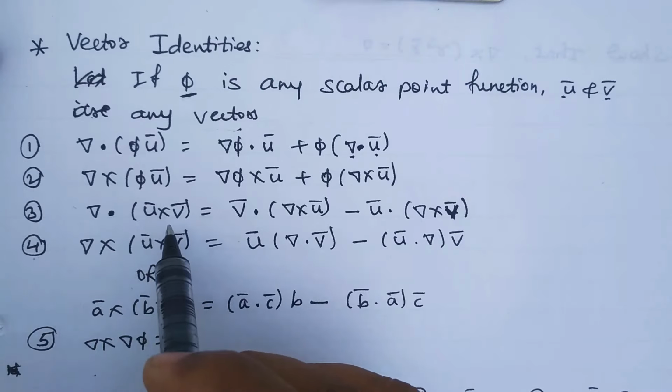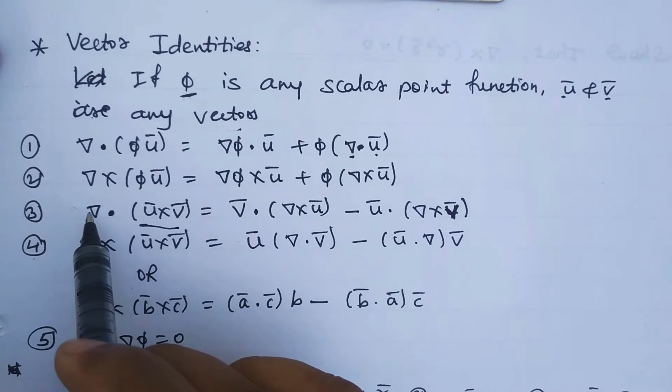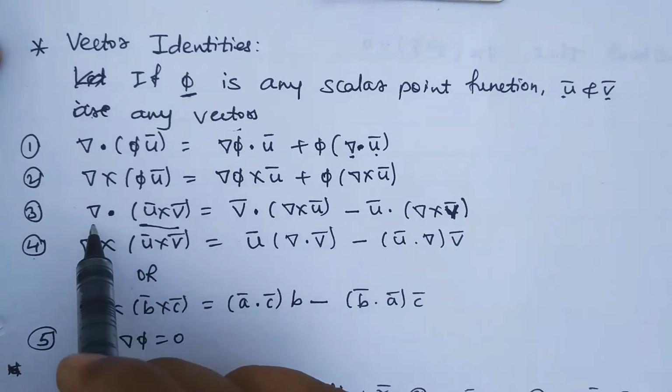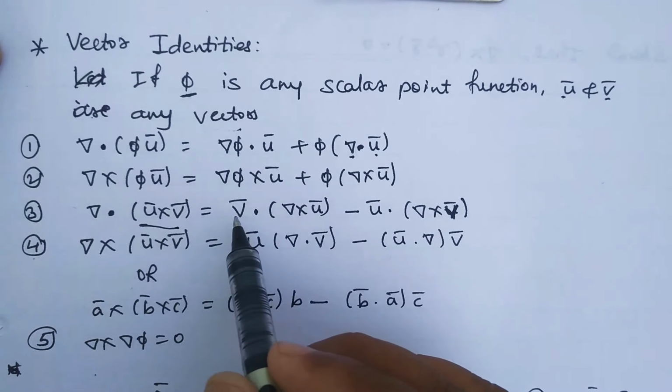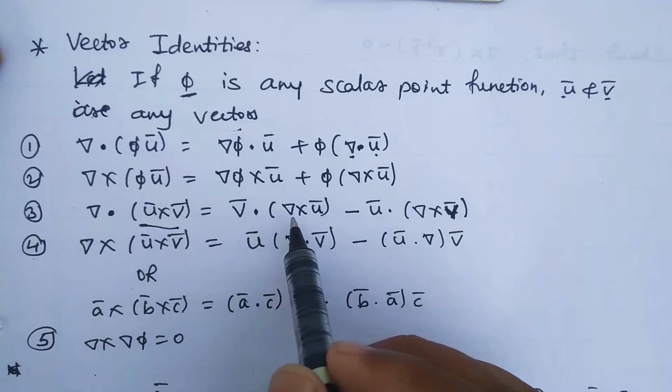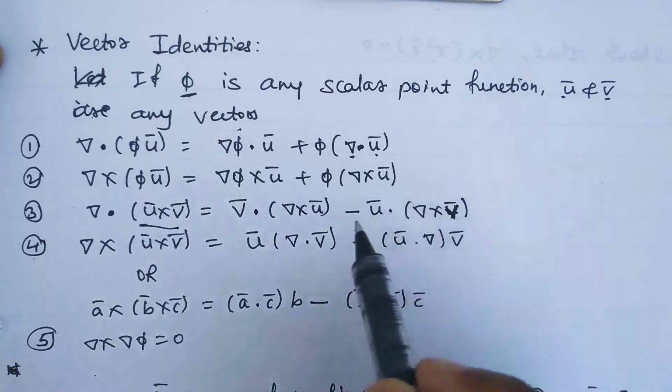Then the third one, del dot u bar cross v bar. Here u bar and v bar both are vector quantities and their cross product is also a vector quantity. So there is a dot between this vector del and this bracket vector. So del dot u bar cross v bar is equal to v bar dot del cross u bar minus u bar dot del cross v bar.